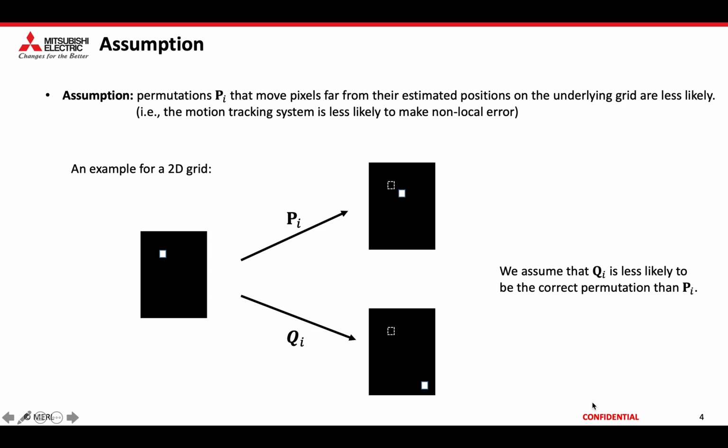We further assume that the error from the motion tracking system is less likely to be non-local. And since the permutations are used to correct the tracking error, this is equivalent to assuming that the permutations that move pixels far away from its original position on the underlying grid where the signal is defined are less likely.